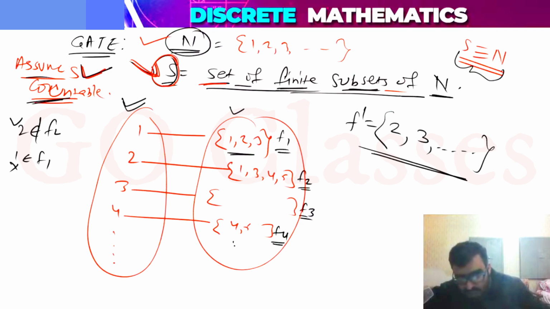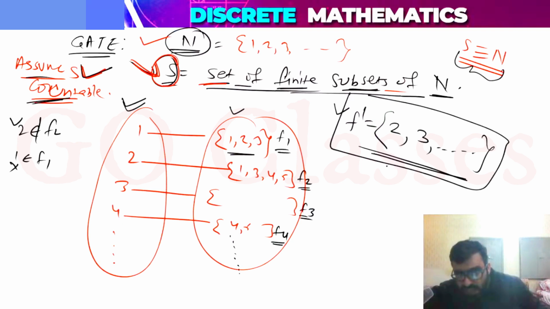The same way we did in all the previous examples, the same way I am doing it here. I have created F dash. This F dash is different from each Fi. Whatever Fi you have, this F dash is different from all of them. So now my question: can I say that this bijection is false? Can I say this?